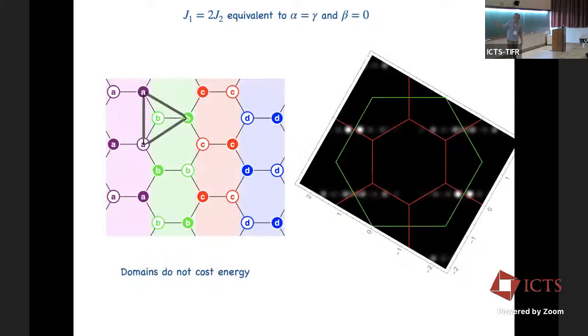This is the Fourier transform of that thing, but we can also have domains that look like this. This is A and A prime. These are opposite-looking spins, and B and B prime are also opposite-looking. They satisfy any tetrahedron that you would draw here. It will satisfy the tetrahedron condition. So domains do not cost energy at all for this particular value of J2 over J1.